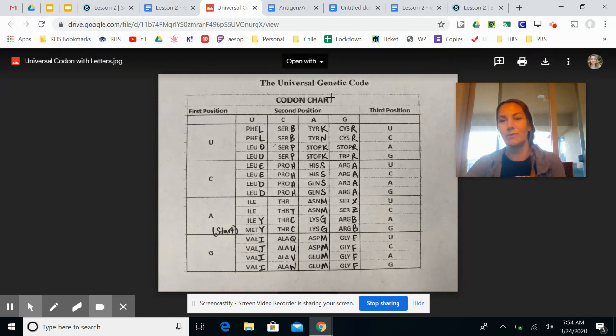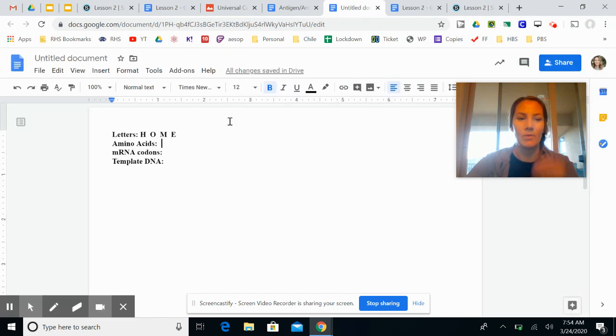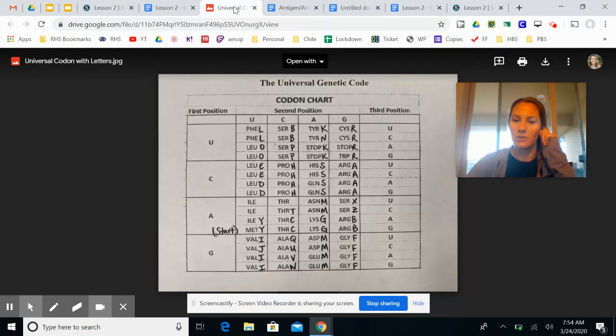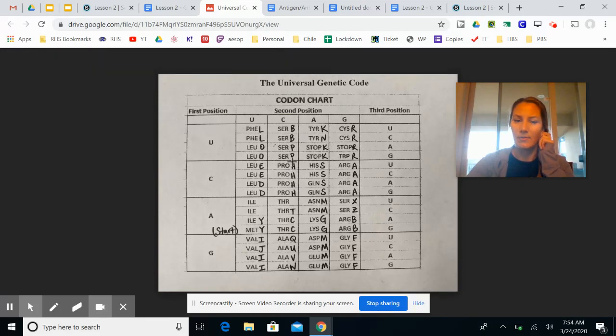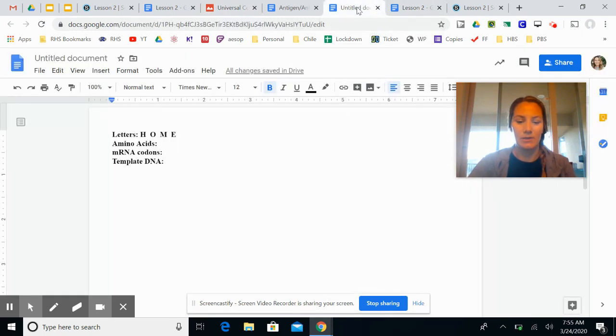So here's an example. I can't see my screen. There it is. Here's an example of HOME. So we used HOME. You would go to your universal codon, and you could really use whichever H you want. You can see that there's multiple H's right here. But I'm just going to use the first one. Actually, they're all the same amino acid, PRO. So then you would go here and you would write PRO dash.